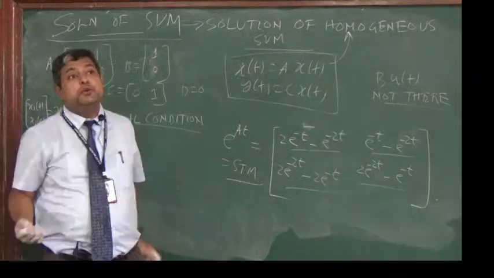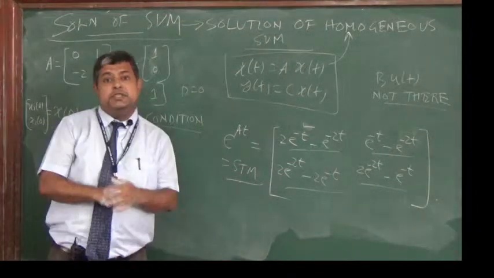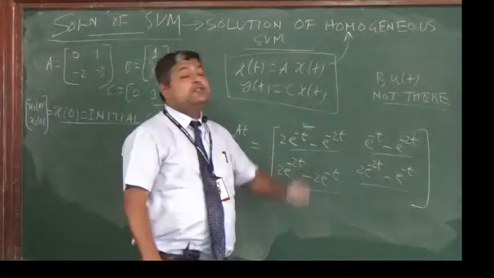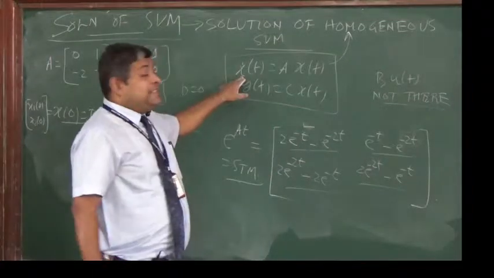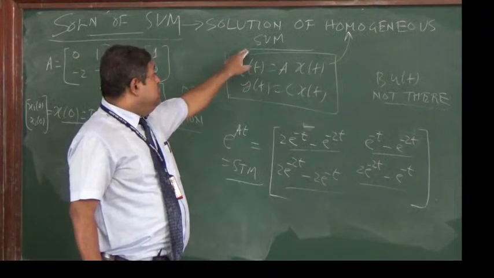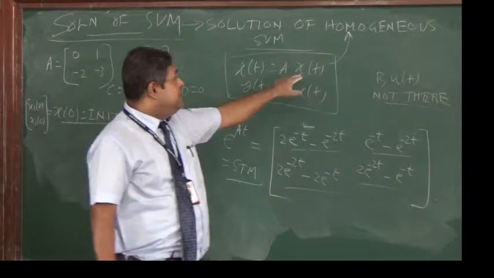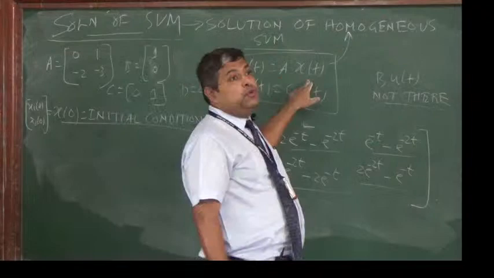So first we start with homogeneous system modeling. What is homogeneous system modeling? That u(t) part is not there. So what is x dot t? x dot t is nothing but q1 dot t, q2 dot t. What is x(t)? x(t) is nothing but q1(t), q2(t). Okay, this is a more compact form.